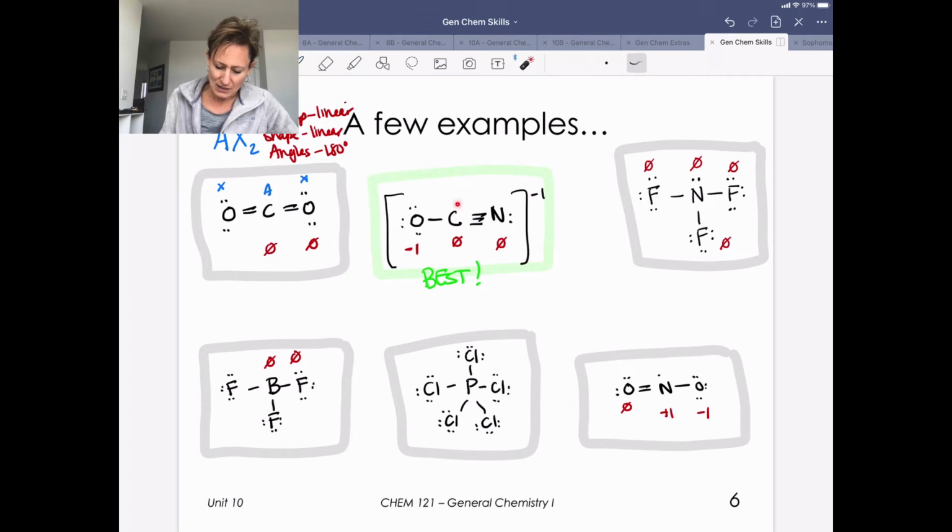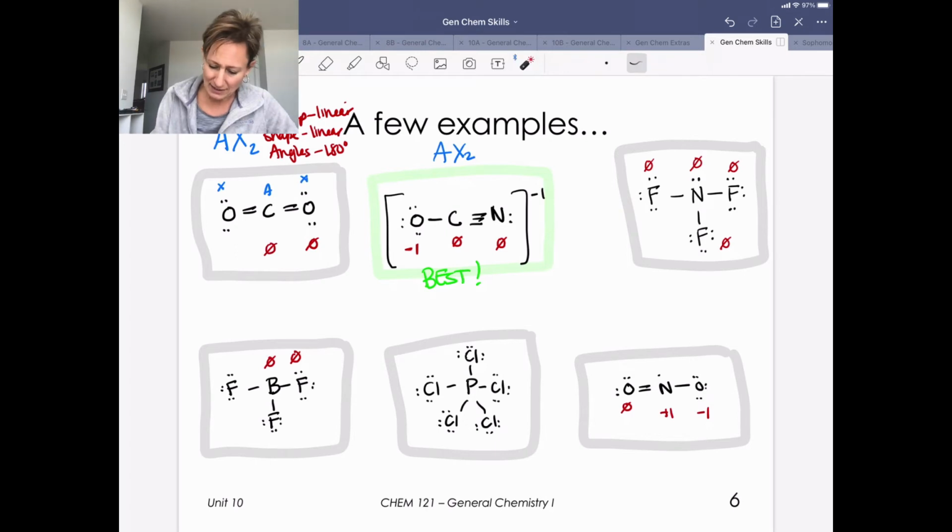Looking at this guy, here's my central atom. It's only bonded to 2 other atoms, so it's actually going to be the same as this guy. It's going to be AX2 as well. So I'm not going to bother writing the same information here. That's also a linear electron group arrangement, a linear molecular shape, and bond angles of 180 degrees.